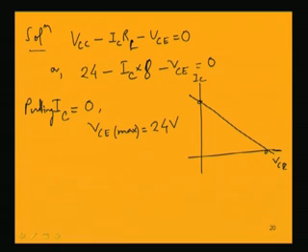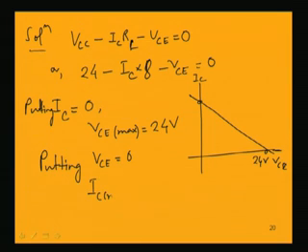So, one point is known, this is 24 volt, and to know the maximum collector current, we put VCE equal to 0. So, putting VCE equal to 0, what we get? Maximum collector current IC max is found out as 24 by 8, means 3 ampere. This point is 3 ampere.